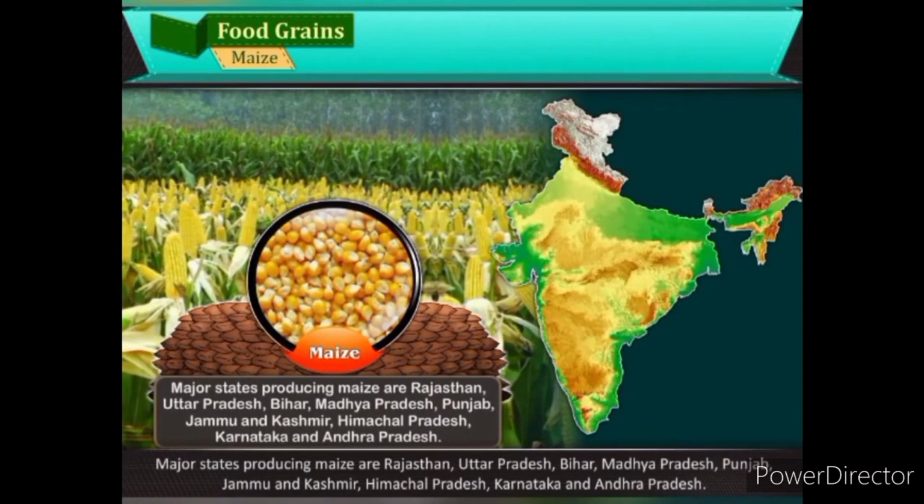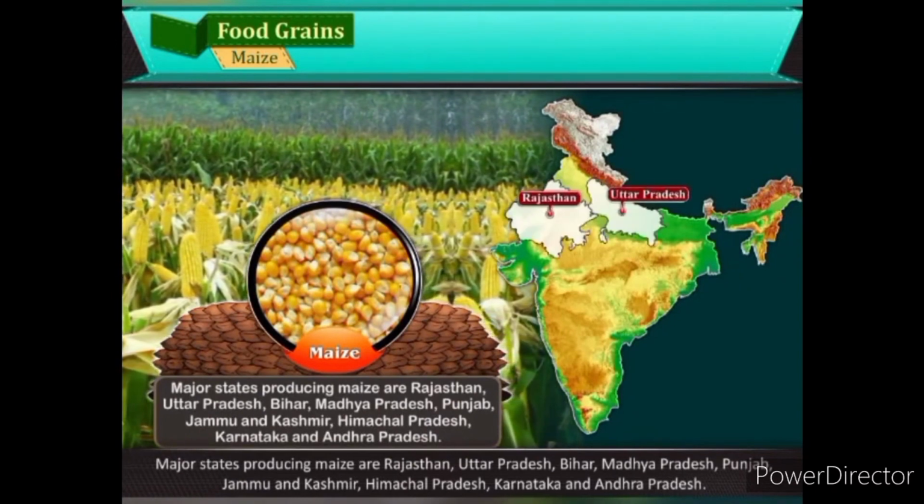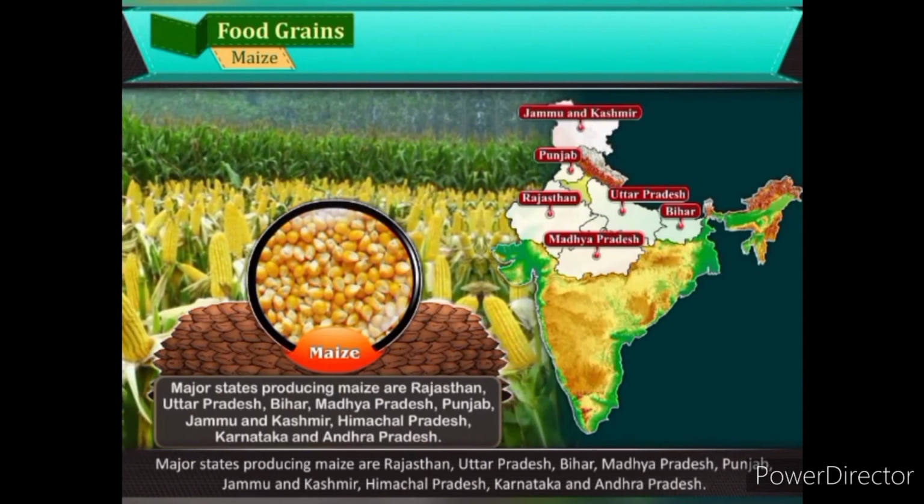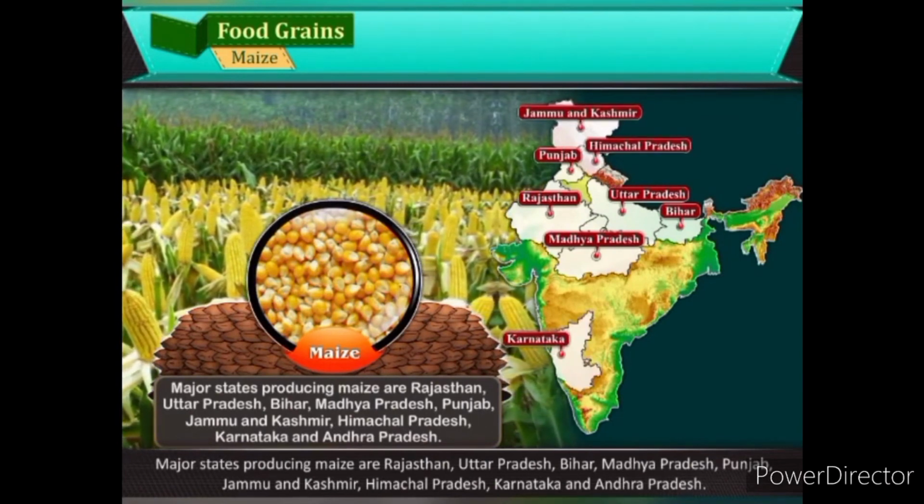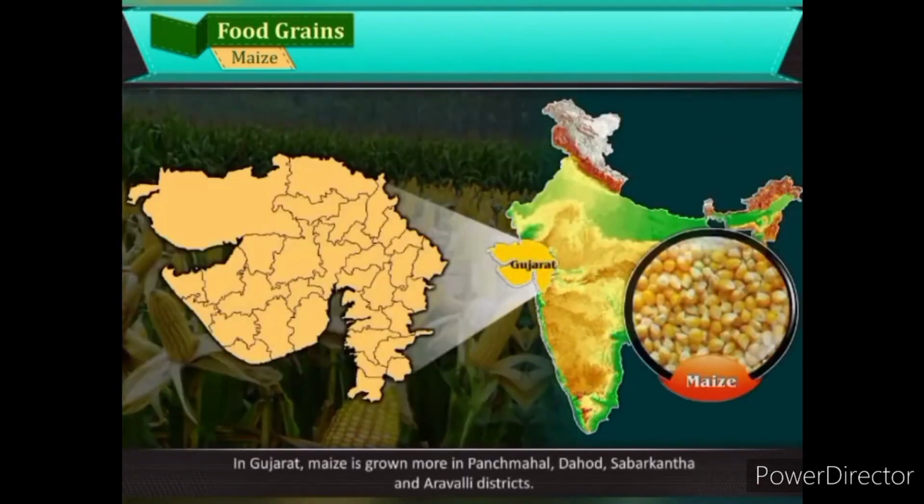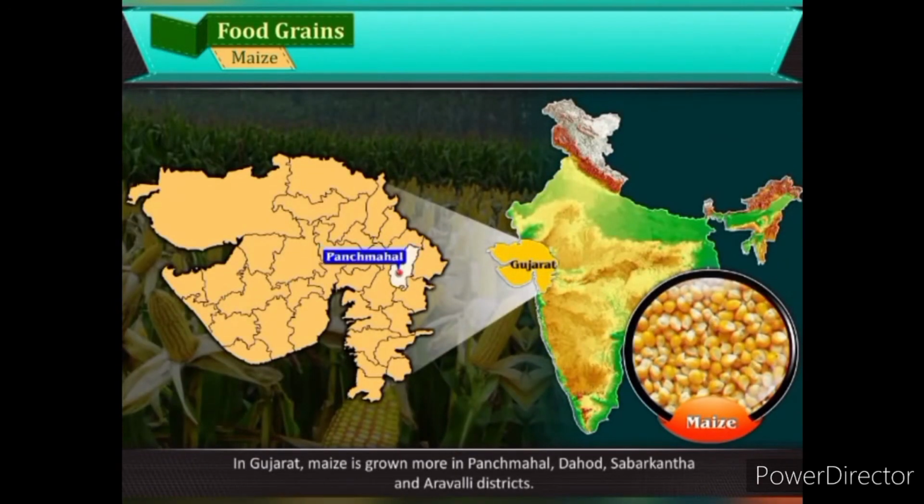Major states producing maize are Rajasthan, Uttar Pradesh, Bihar, Madhya Pradesh, Punjab, Jammu and Kashmir, Himachal Pradesh, Karnataka, and Andhra Pradesh. In Gujarat, maize is grown more in Panchmahal, Dahod, Sabarkantha, and Aravali districts.